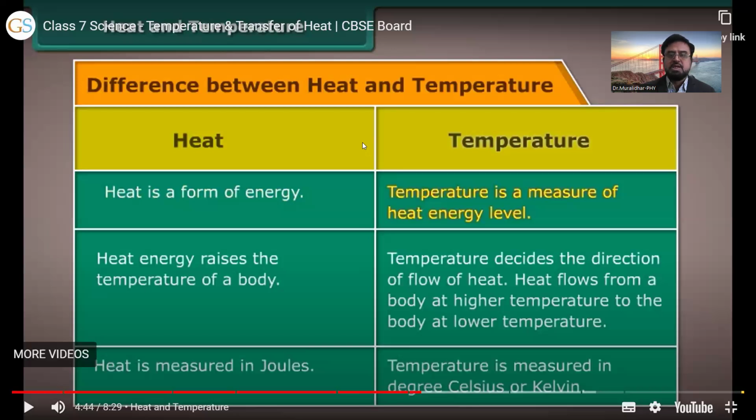Heat and temperature are the 2 important terms which are very much useful in our day-to-day life, from morning to evening, around the clock. When it is hot in summer, we use the AC. When it is very cold, we use heaters, room heaters. So all these things are to maintain the standard temperature.